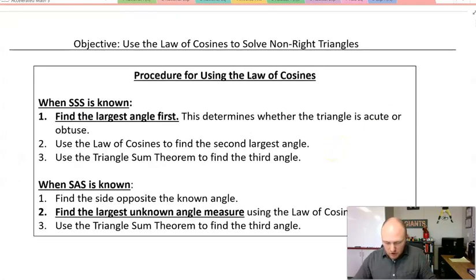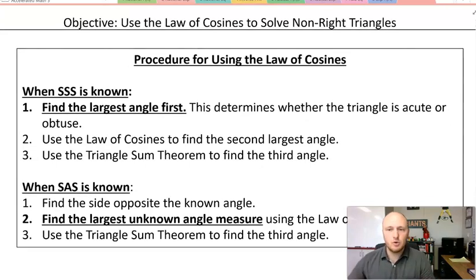Now, what if you don't know where to go, if you're lost? Here is your Google Maps GPS. What do I do? How do I solve? If you are given all sides, what you need to do is find the largest angle first. This determines whether the triangle is acute or obtuse. It's an obtuse triangle if it has an angle bigger than 90. Secondly, you're going to go ahead and use the law of cosines in order to find the second largest angle. Okay, and then once you have that, you can go ahead and use the triangle sum theorem, just by subtracting those two angles from the third.